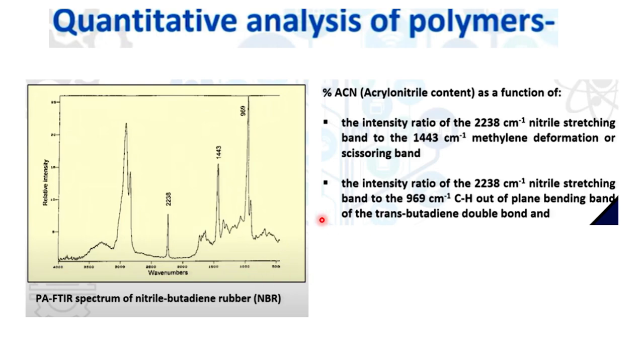How can you do that? First of all, you know the C triple bond N peak appeared at 2238. And NBR consists of two different rubbers, that is nitrile and butadiene. For butadiene, you will get a peak around 1443, and also there is another significant peak, that is 969. So if you check the area of this curve and area of this curve and then make the ratio of these two, you will get the composition of the acrylonitrile content.